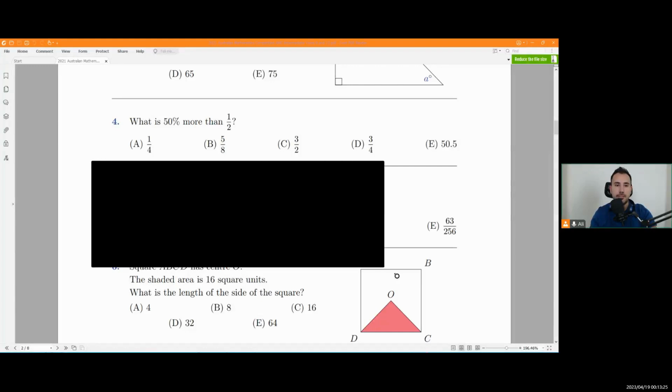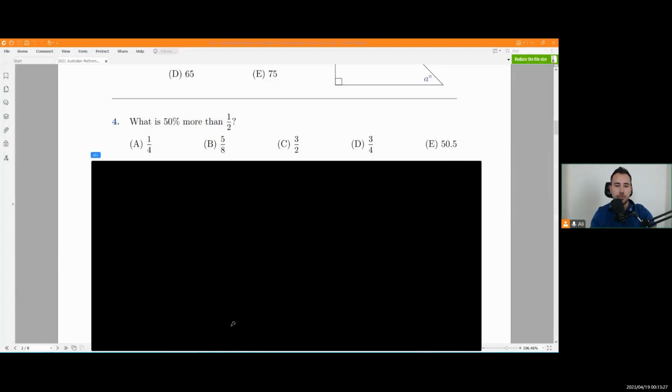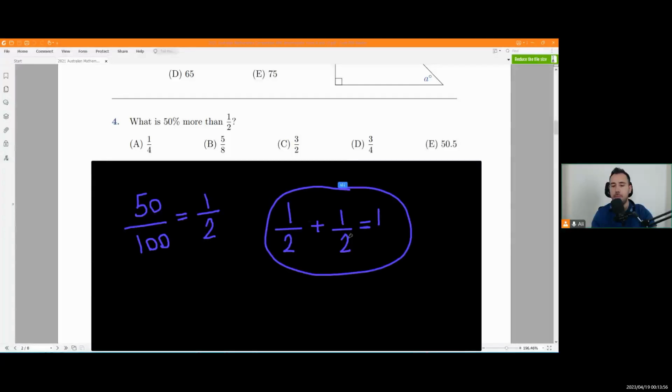What is 50% more than 1 over 2? Well, 50%, I'm going to write it in fraction form. If we simplify it, dividing both of them by 50, we'll get 1 over 2. The question is a little ambiguous, because if you write it like this, 1 over 2 plus 1 over 2, it would be 1, but fortunately, this is not one of the options. And I don't think the question meant this, but fortunately, it's not here.